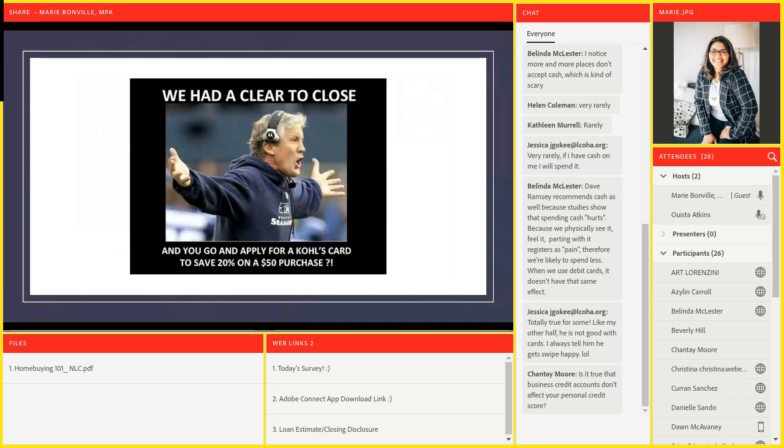What about this? We had it clear to close, and you went and applied for a Kohl's credit card just to save 20% on a $50 purchase, right? These things happen. People don't close because they've issued more credit. That changes your debt to income.